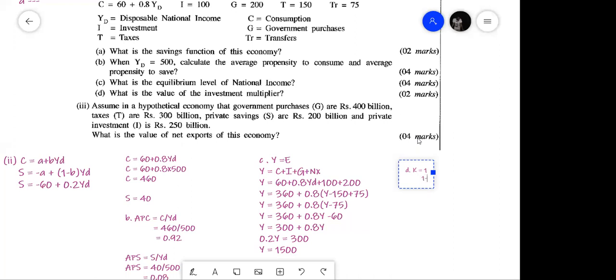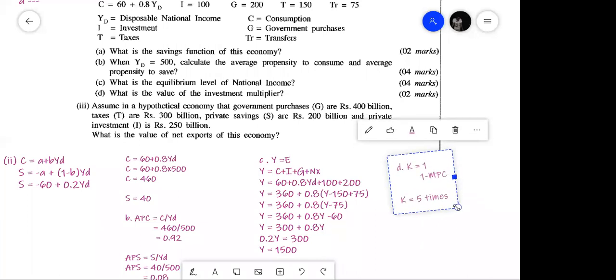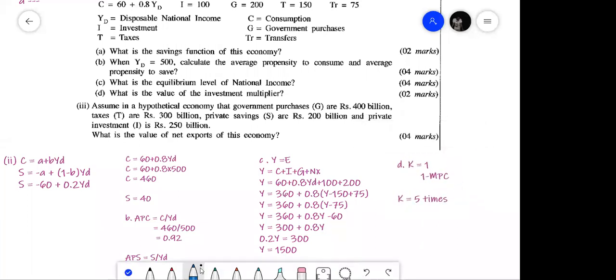K is equal to 1 over 1 minus MPC, you can do all that, put the numbers, do everything. So at the end, K is 5 times. Okay, that's your multiplier. You all show the steps, right? Substitute and show how you work it and do all of that. Very, very basic things. Okay, that's part D. Done. Okay, then you go to the third question.